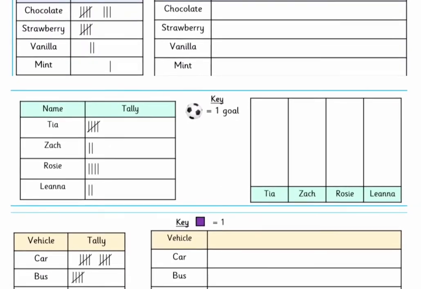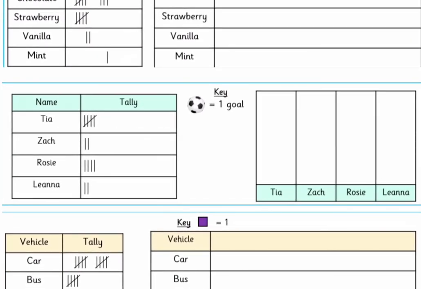a number of goals scored by these 4 children: Tia, Zach, Rosie and Leanna. On the right here, next to it, you have a blank pictogram. So this is what you will draw at home on your paper. Tia, wow, fantastic. She must be good at playing football. Tia has scored 5 goals. So on your pictogram, you will draw 5 footballs. Right, everyone, see if you can have a go. Good luck.